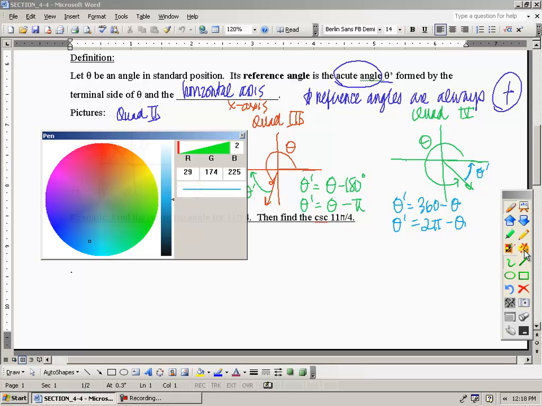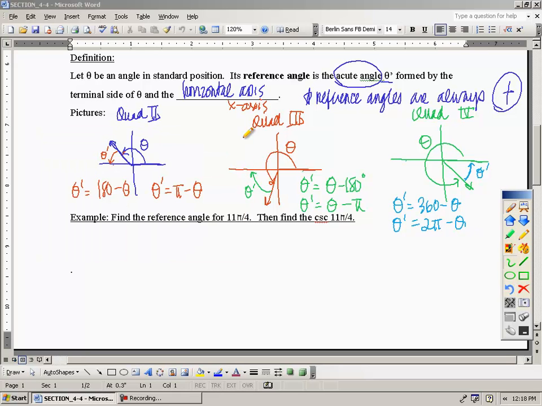Okay? Let me find a slightly different color on this one. So take a look in the next one. Find the reference angle for 11 pi over 4. Okay, now I got to be honest. I look at 11 pi over 4, and I don't necessarily know where that is. So I'm going to take the idea like we did in the last section, and I'm going to count my way around. Because it's over 4, I know it's a multiple of 45 degrees.